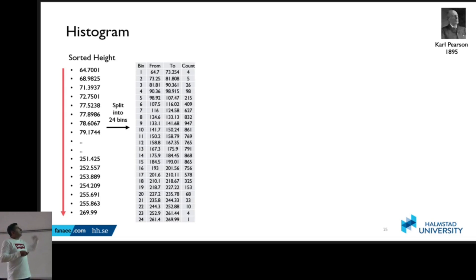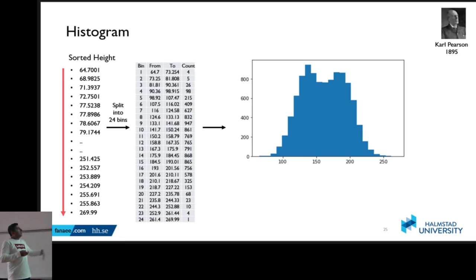Histograms work like that. You split the data into 24 bins, and then they create a table like this, and then you plot this. Based on that, these kinds of low frequency bins are considered outliers. For instance, in this case, you see that in bin 1 and 2, we have only 4 instances and 5 instances. And for bin 23 and 24, we have only 4 and 1. So we think that there should be an outlier there.